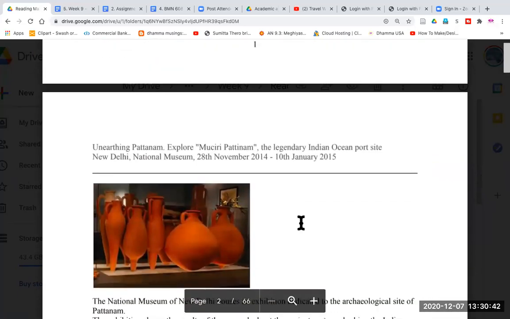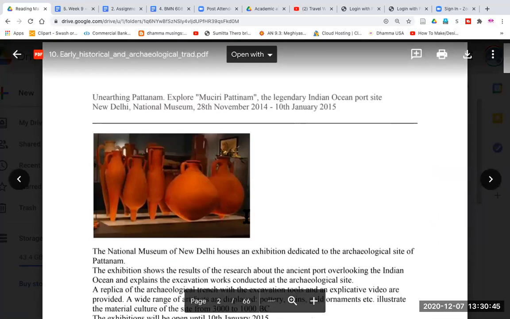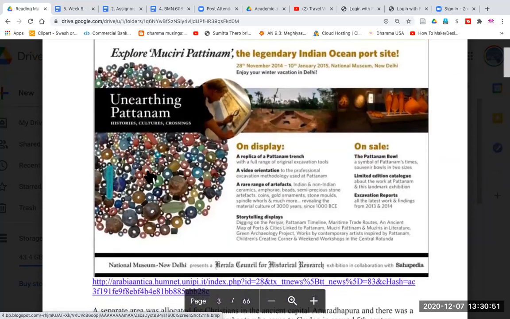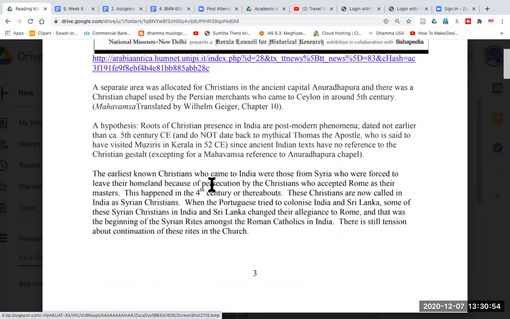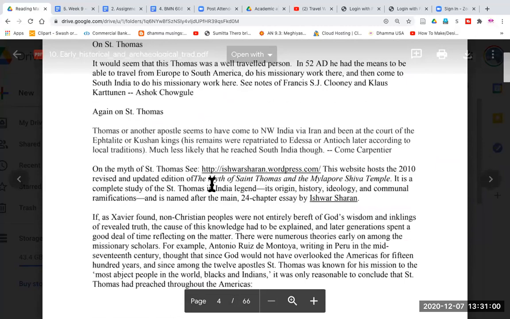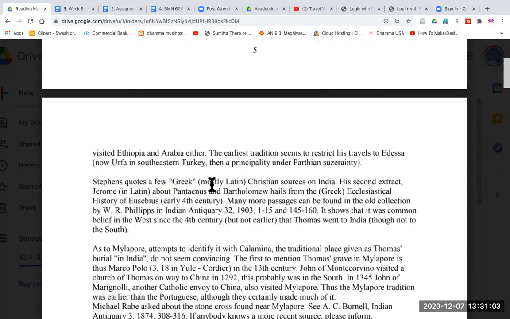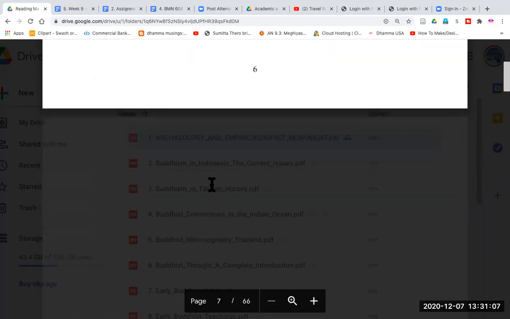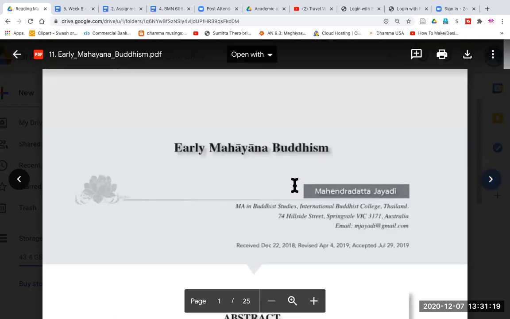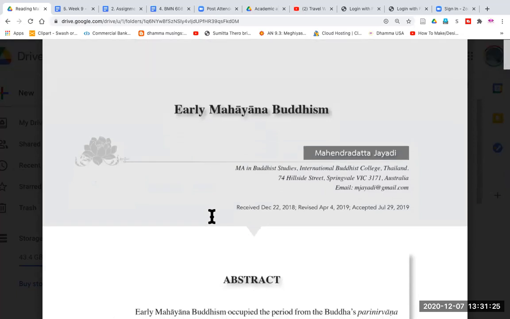monuments, archaeological things like this, are really very important. They talk about a lot of things. Over here you can see so many different things, if we talk about historically important things. Same thing with the other traditions. This is about Christianity. So with Buddhism also, you may see a Buddha statue or Buddha's picture on coins. There were some coins like that. And this is about early Mahayana Buddhism by Mahendra Datta Jayadi.